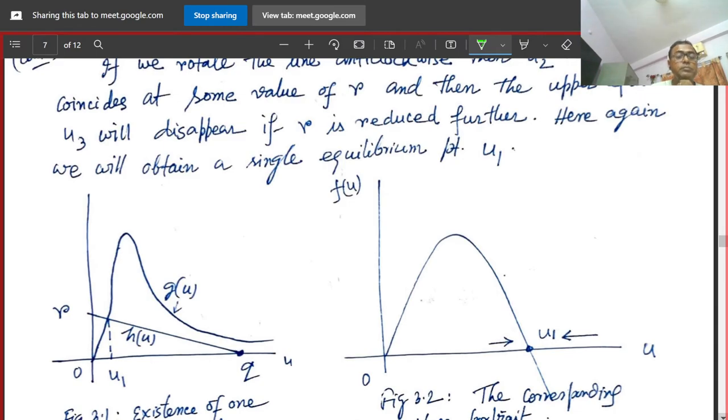When this straight line moves towards the origin, you see the straight line intersects the curve only at this point, and so we get one equilibrium point, u1, and then the phase portrait is given by this. This u1 is also a stable equilibrium point.